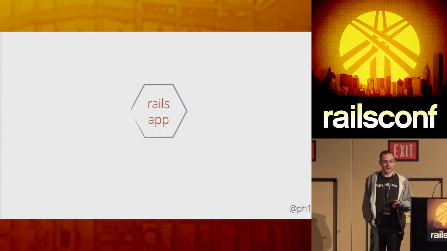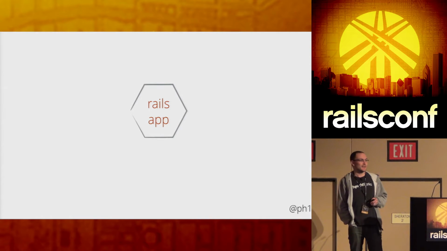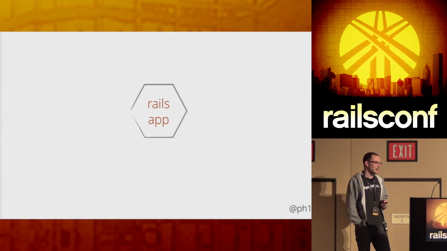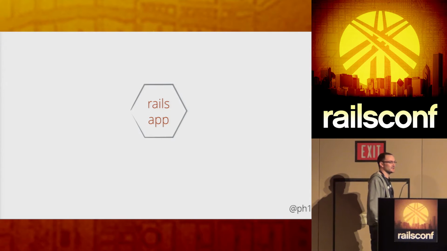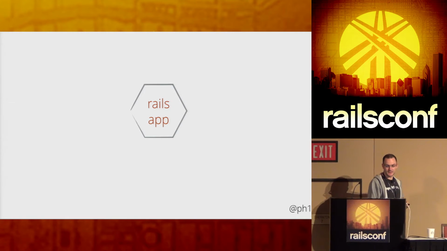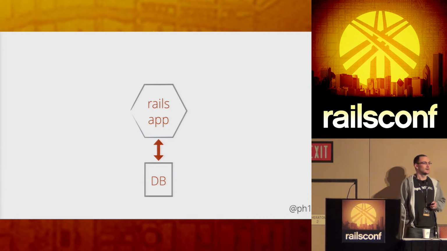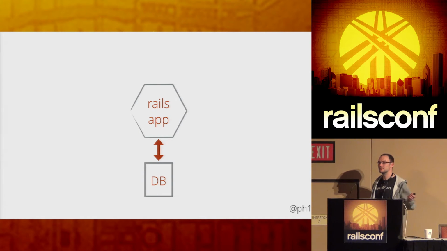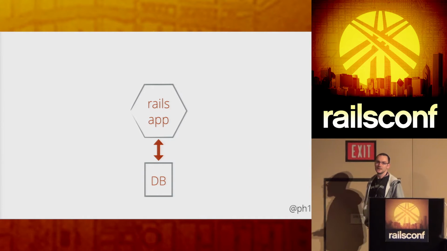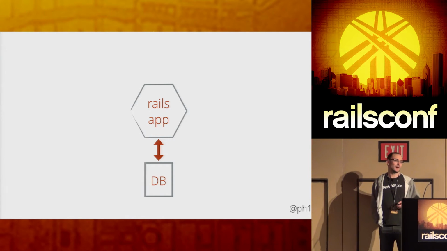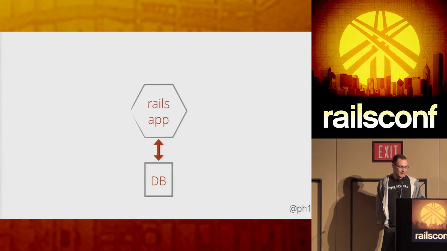So in the beginning, there was a Rails application. And in the beginning, most of these Rails applications were pretty straightforward, pretty simple things. They were normally just talking to a single database. And this is how most of our Rails applications start. They're green fields, and we're talking to a single database.